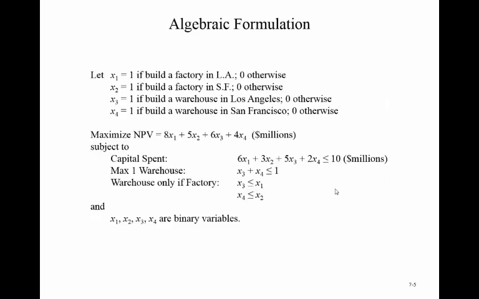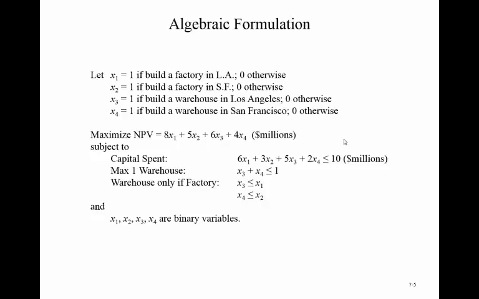So you have to be clear up front in terms of how you're encoding those yes or no decisions. Now this is an algebraic formulation of the problem, and all we're doing here is we've got the 4 variables, and we're trying to maximize our total NPV. You can see the objective is maximize NPV equal to 8 times x1, 5 times x2, and so forth. That 8 million is the net present value if in fact you do build that factory in LA, but you're going to get 0 NPV otherwise.